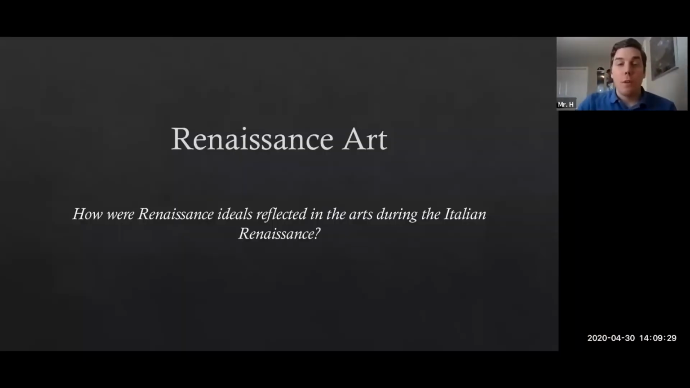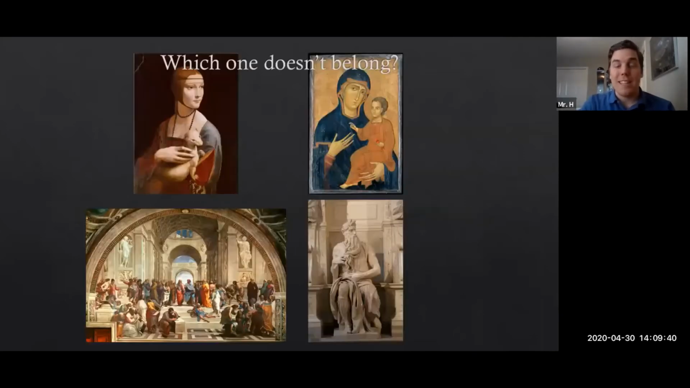So for today, we're going to be learning about Renaissance art and looking at the question, how were Renaissance ideals reflected in the arts during the Italian Renaissance? So the first thing that I want you to do is look at these photos. We're going to return to these ones later, but I want you to look at them and think, which one doesn't belong? There's no right or wrong answer, so take a look at these different pieces of art and think to yourself, which one doesn't belong?